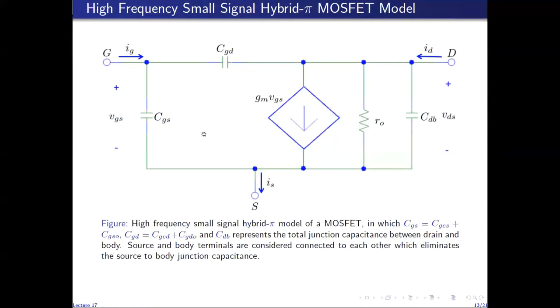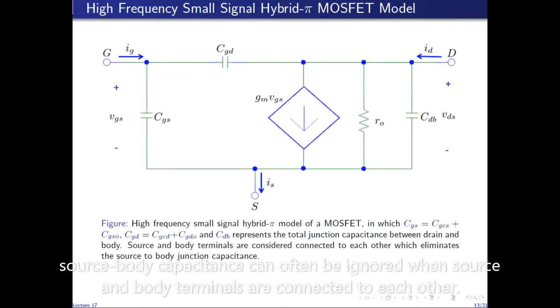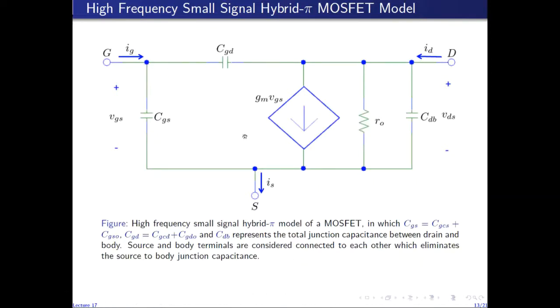Taking into account all of these capacitive effects, we can augment the small signal hybrid pi model of the MOSFET like this, as shown in the diagram here. We can have capacitance between gate and drain, between gate and source, between gate and body, and between drain and body. There are different components to the capacitance between gate and source.